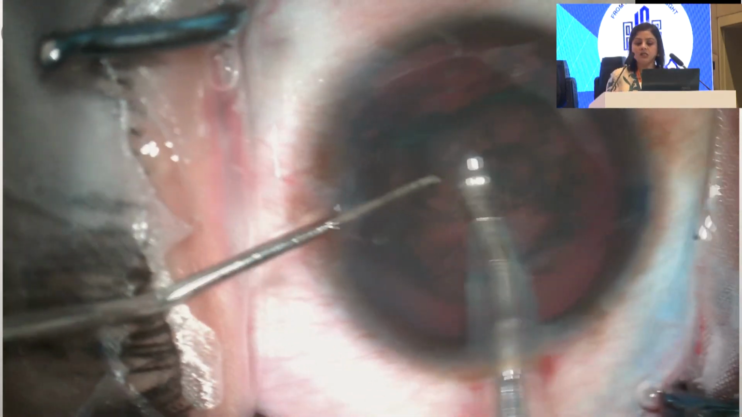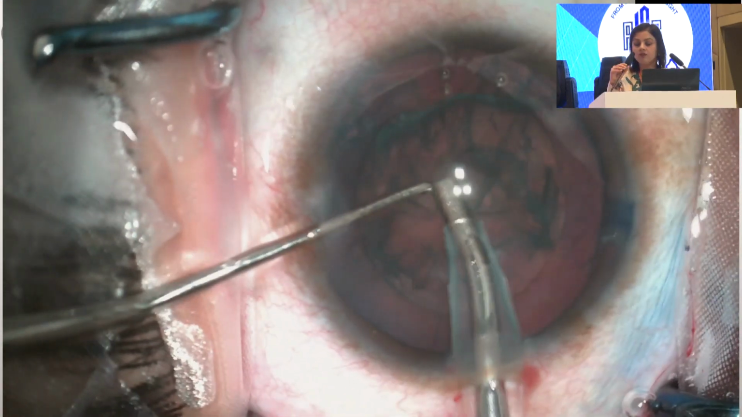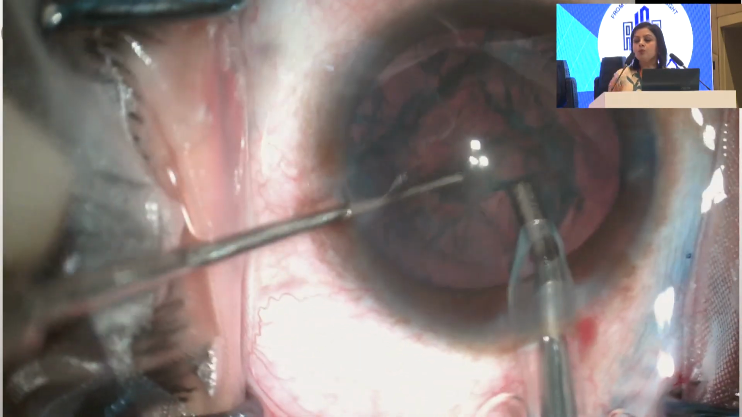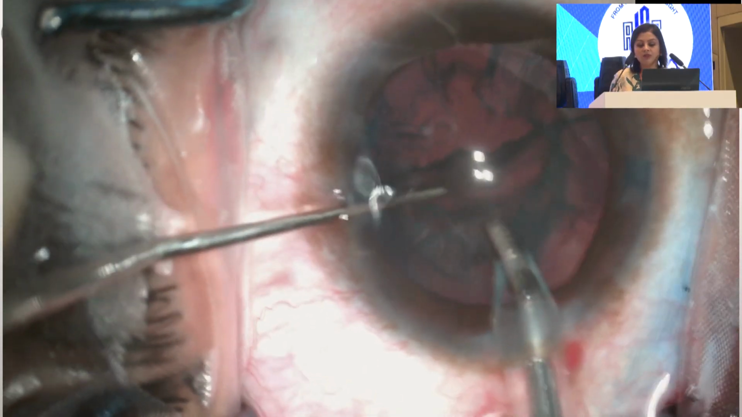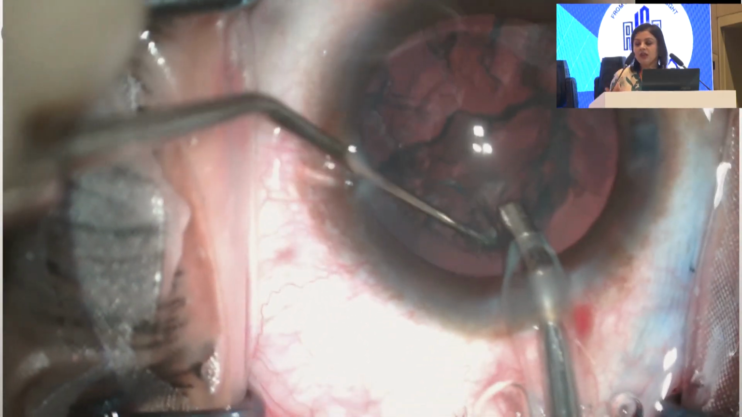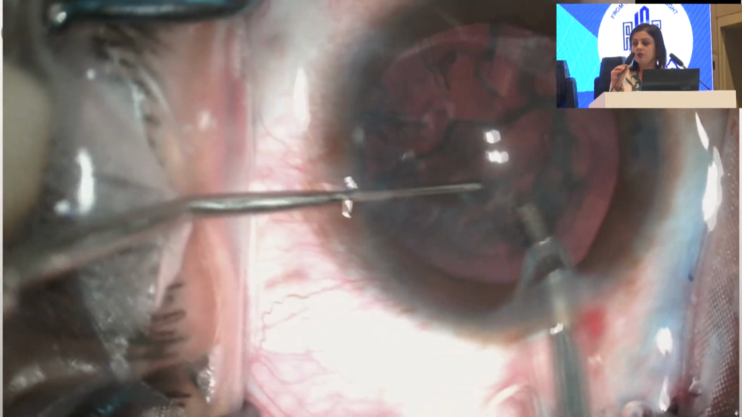So this is the first technique. Use the hydrodissection wave if you have a decently sized rhexis, prolapse one of the poles up, and this makes our job very easy, and we can now emulsify with ease. These cataracts are very soft, so we are not going to use too much energy, which could be damaging to the endothelium.